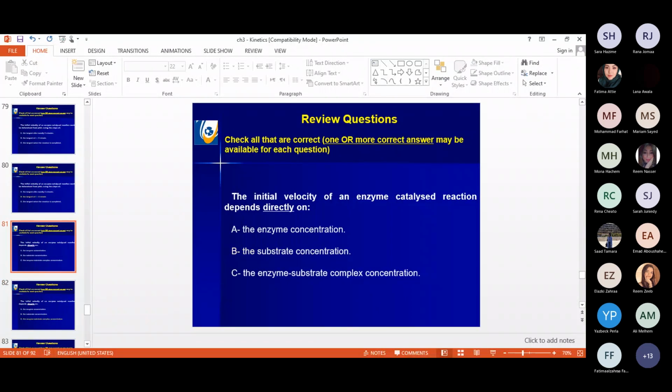Answer this question for us. The initial velocity of an enzyme catalyzed reaction depends directly on the enzyme substrate complex concentration. So the enzyme concentration alone, the substrate concentration alone, or the ES complex alone. Why? Correct. Because it can be the ES complex. Very easy.